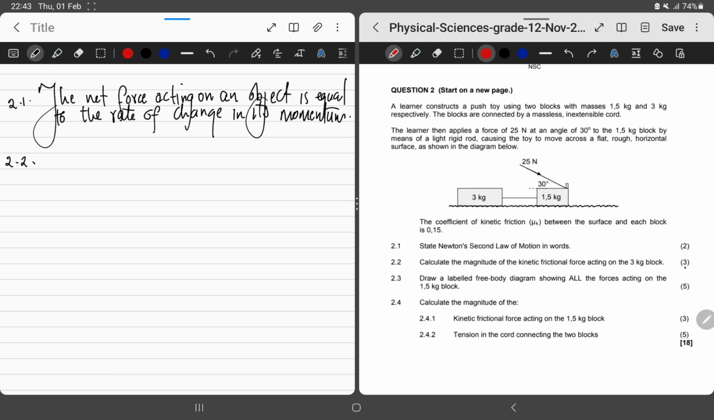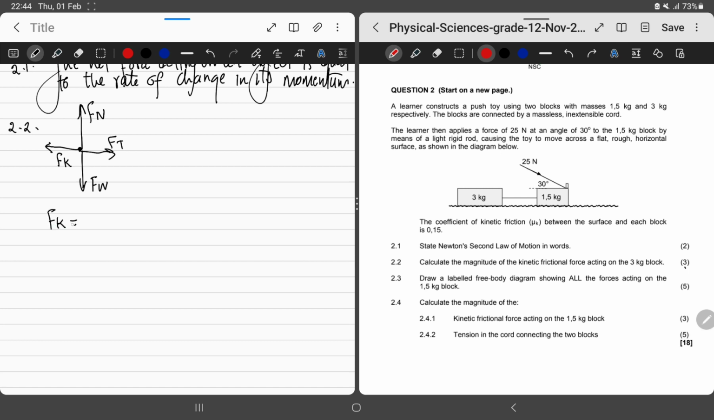2.2. Calculate the magnitude of the kinetic frictional force acting on the 3 kilogram block. Let's draw a free body diagram for the 3 kilogram block. We have a normal force, we have the weight, we have friction acting in the opposite direction, and then we have tension. Since this block is pushed towards the right, the system will shift to the right. So friction always acts in the opposite direction.